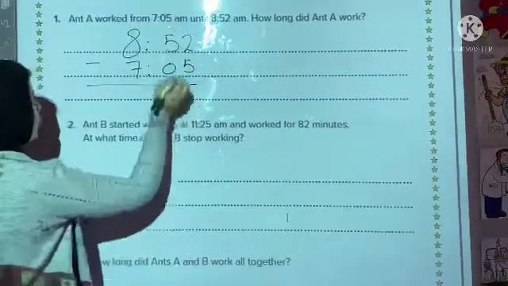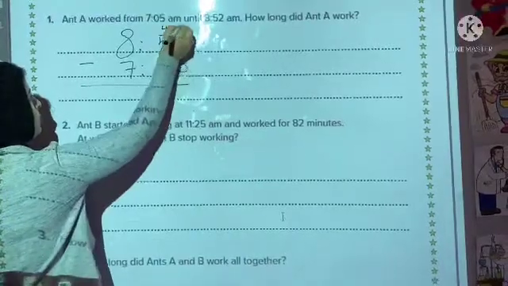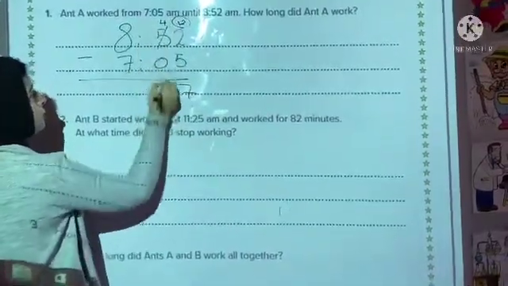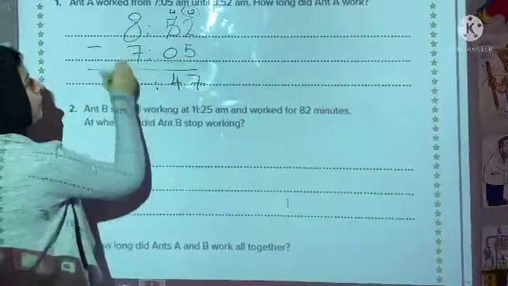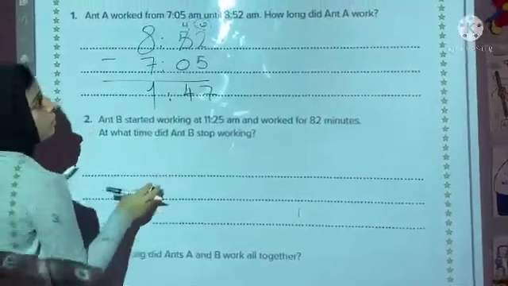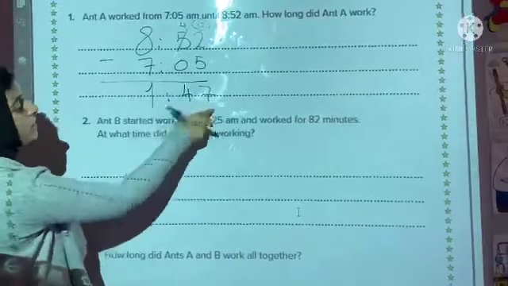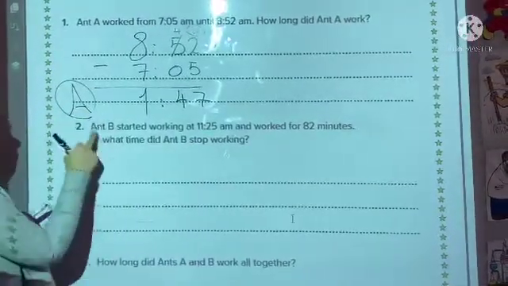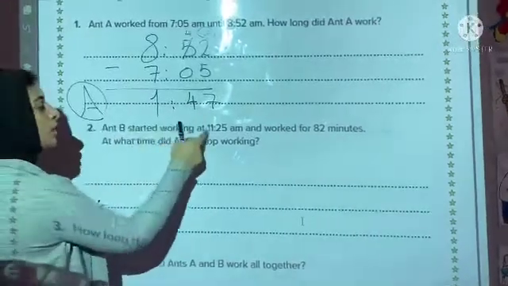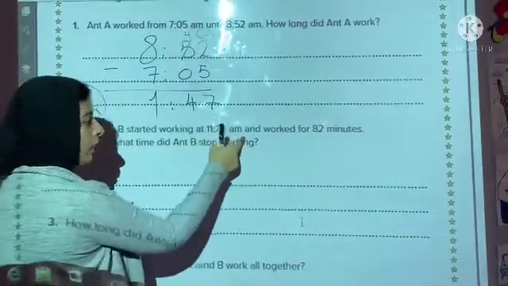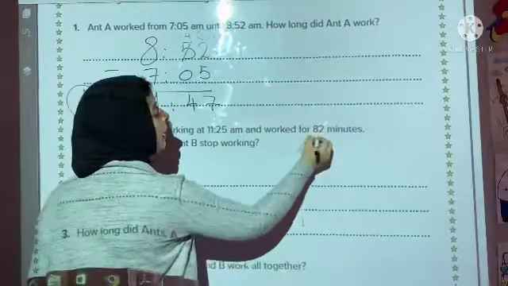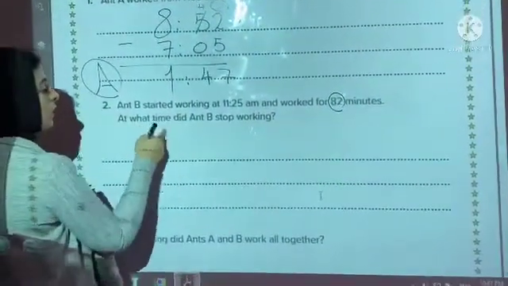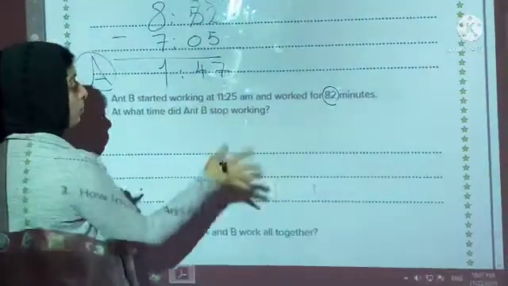2 minus 5 doesn't work. I'm gonna put a 1, it will be 4, and this will be 12. 12 minus 5 is 7, and 4 minus 0 is 4, and 8 minus 7 is 1. So she takes 1 hour and 47 minutes. This is for Ant A. Now we're gonna move to Ant B. Ant B starts working at 11:25 a.m. and works for 82 minutes. What time did Ant B stop working?